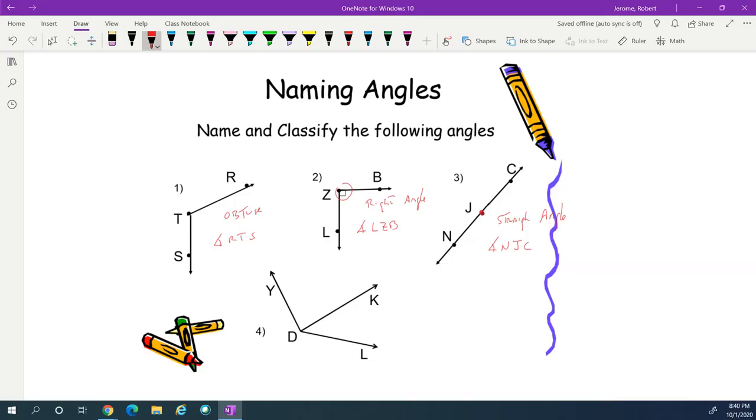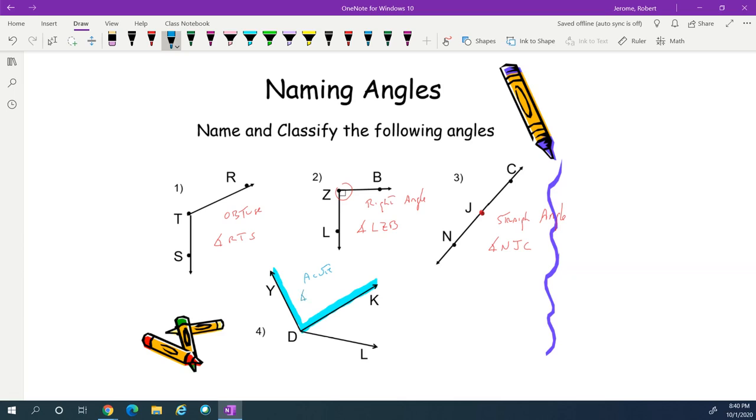Number 4 is an interesting one. Let's look at number 4 here. We were asked to name and classify the angles. Well, first of all, think about how many angles you see in number 4. I see 3 angles. So let's go through those 3 angles. First, I see this angle right here, which to me looks acute. A little bit less than 90, but again, we're not measuring it.